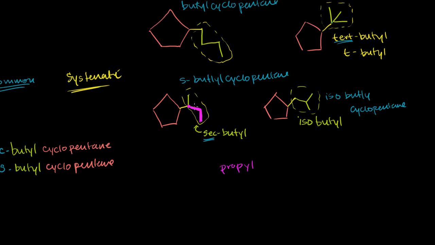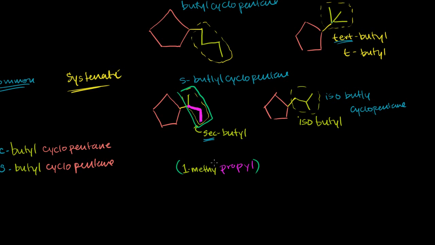This is a propyl group, but it has a methyl. Remember, meth is one carbon. It has a methyl group attached on the first carbon. So this is 1 methyl, 1 methylpropyl. Now that describes just the group. It describes just this part right here, just that right over there. And then to describe the whole compound, you'd put this in parentheses.